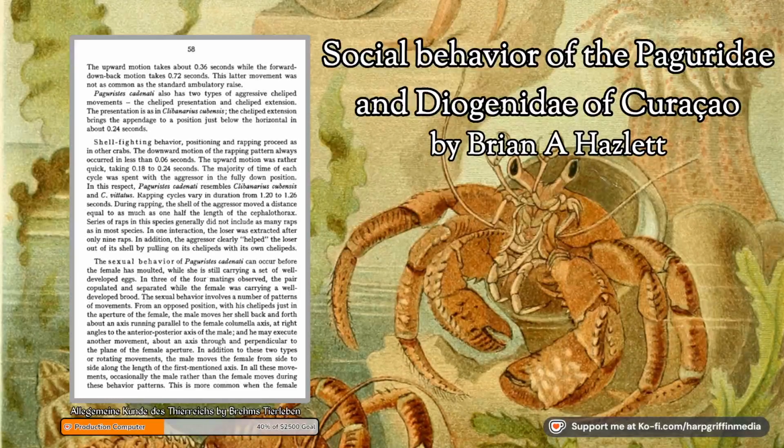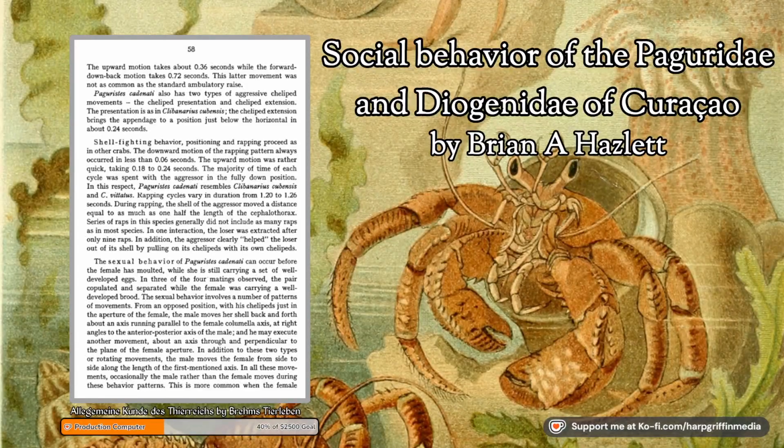During wrapping, the shell of the aggressor moved a distance equal to as much as 1/2 the length of the cephalothorax. Series of wraps in this species generally did not include as many wraps as in most species. In one interaction, the loser was extracted after only 9 wraps. In addition, the aggressor clearly helped pop the loser out of its shell by pulling on its chelipeds with its own chelipeds.